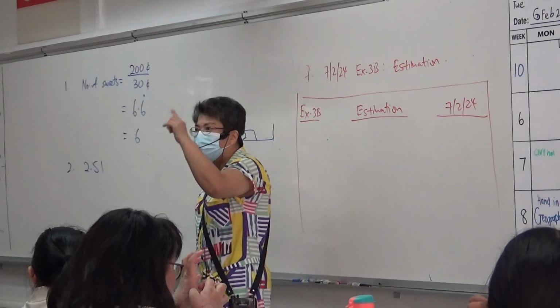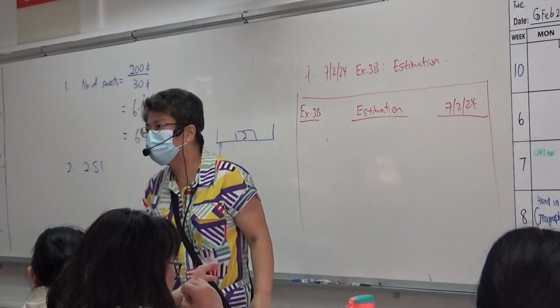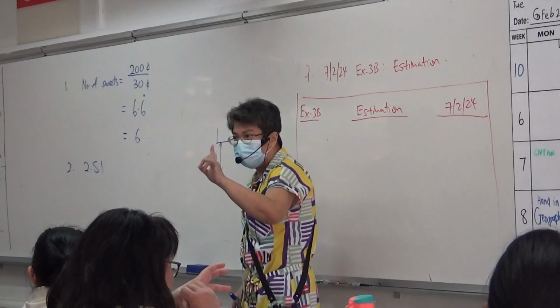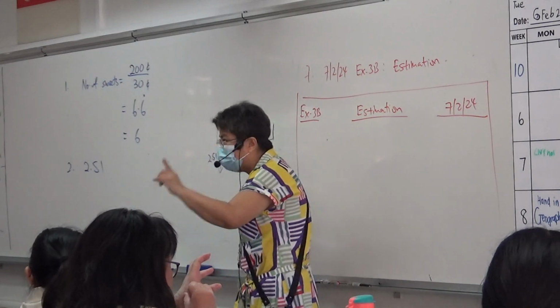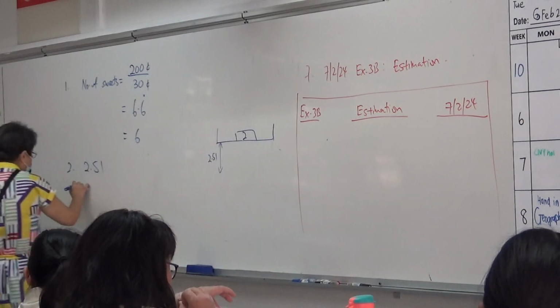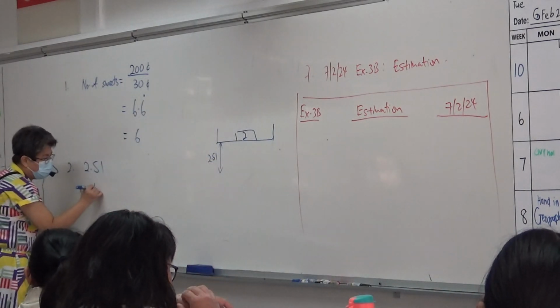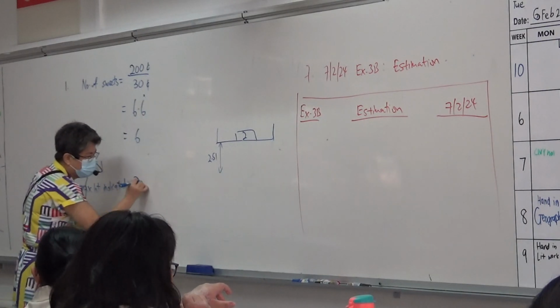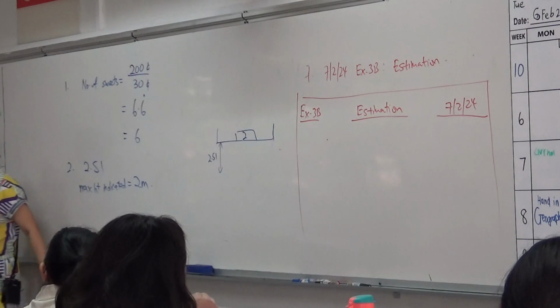What if I say 1 decimal place? 2.5. Am I right? 2.5. All these are rounding down. Can you see it? Okay, so this one, the maximum height indicator must be 2 meters. Agree?